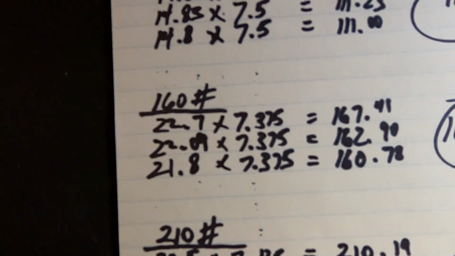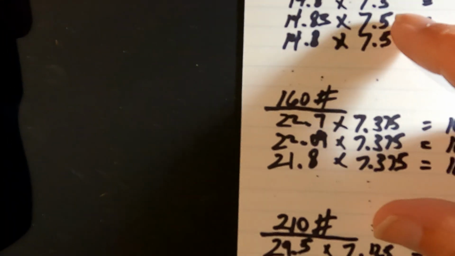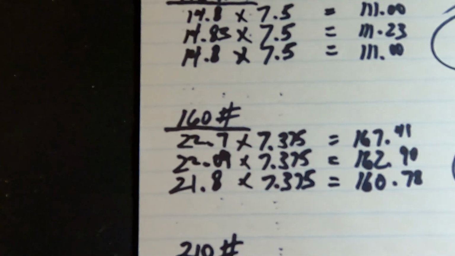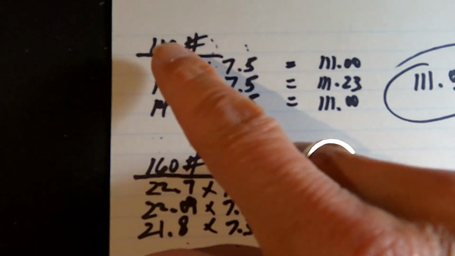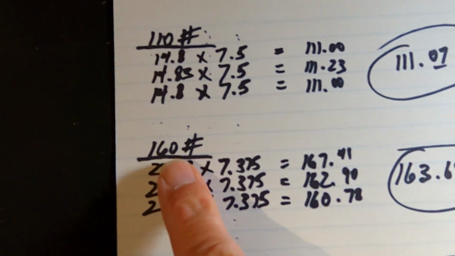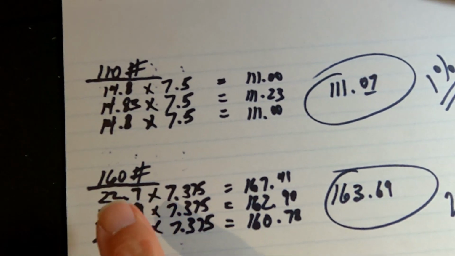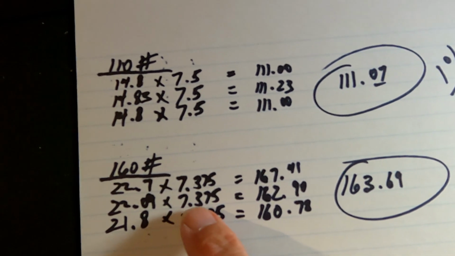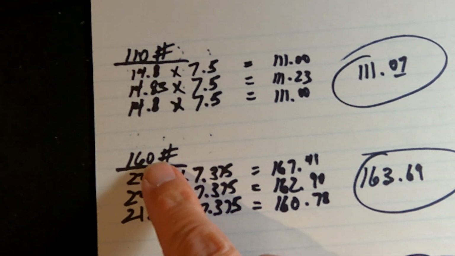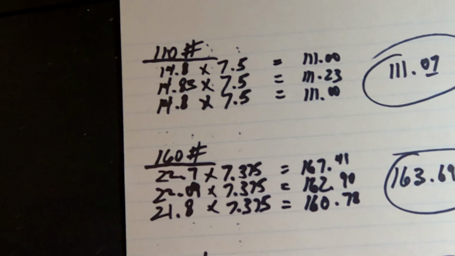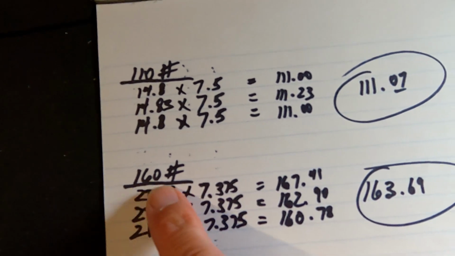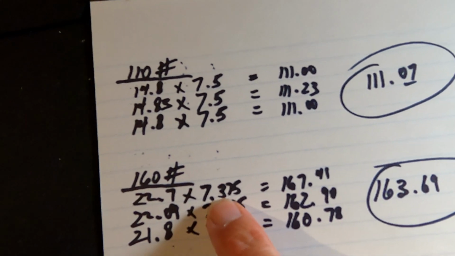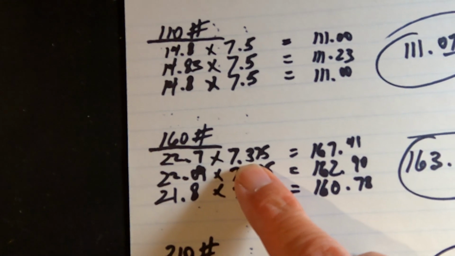At 160, and I forgot to mention, as I changed the length of the torque wrench, in other words, changed it from 110 to 160, the line to the middle of the handle shortens as we increase the torque reading. So at 160, to our line, it was 7.375.